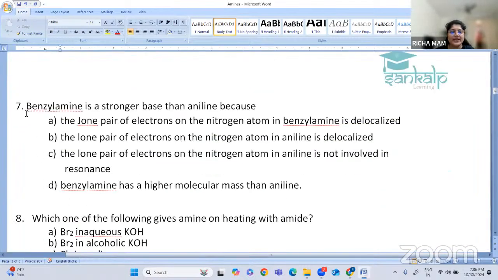Next question. Benzylamine is a stronger base than aniline. So what is benzylamine and what is aniline? This is your aniline, right? What is benzylamine, students? How is the structure of benzylamine?